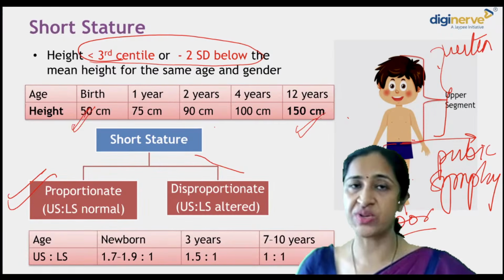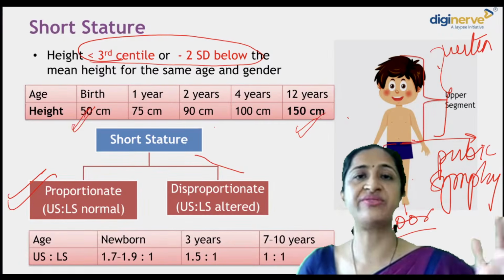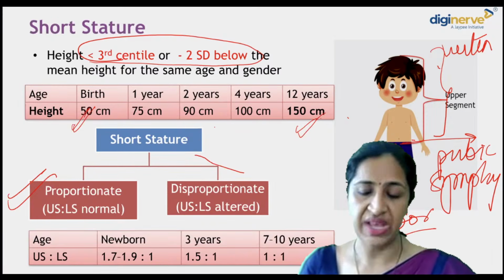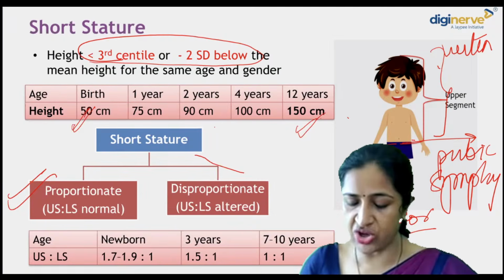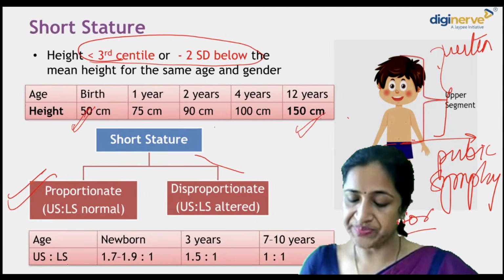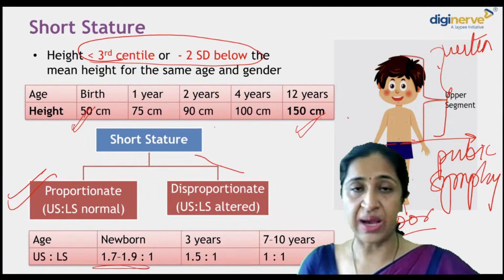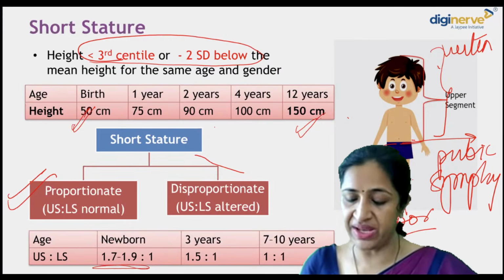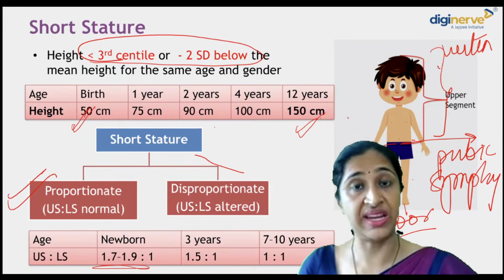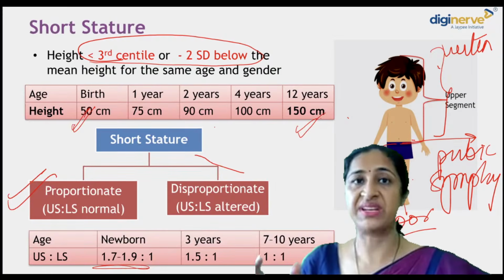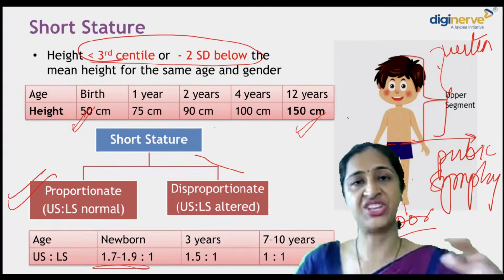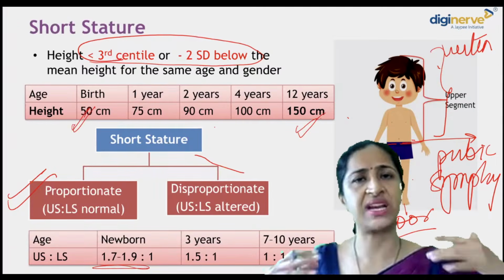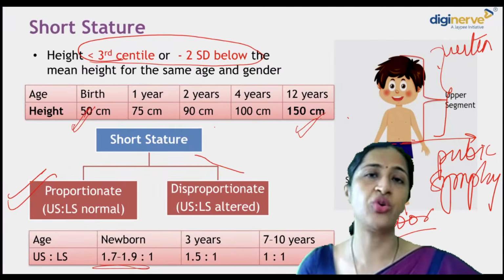Now, this ratio is taken to see which part of the body grows how. So, if upper segment, lower segment ratio is normal, what is normal? See the box below. In a newborn, the upper segment, lower segment ratio will be 1.7 to 1.9:1. The upper segment is bigger, the feet and the limbs are smaller.